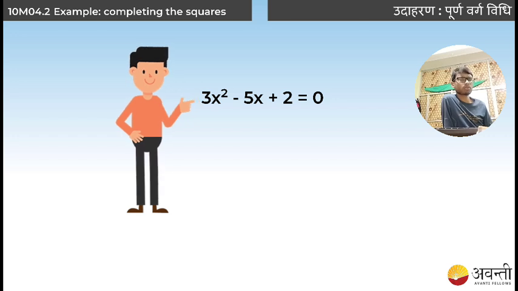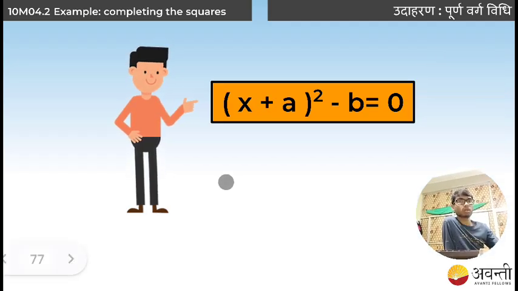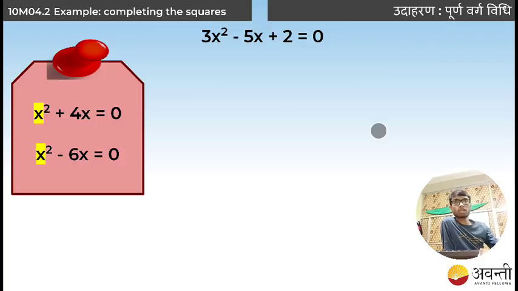We have a quadratic equation. Okay, let's simplify it. Here we are going to use this formula: (x plus a) raised to power 2, then minus b. The solution is that here this is b, we are taking this b. x squared plus 4x is equal to 0. x squared minus 6x is equal to 0. I am leaving it for you. Okay, you do this.